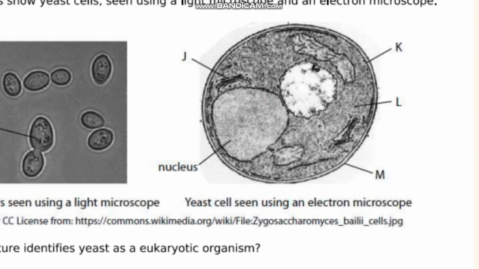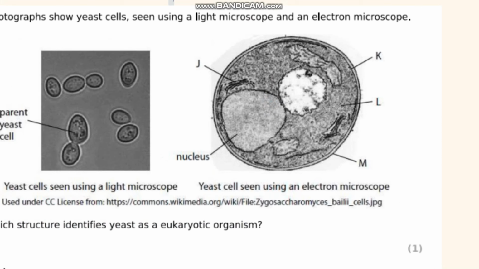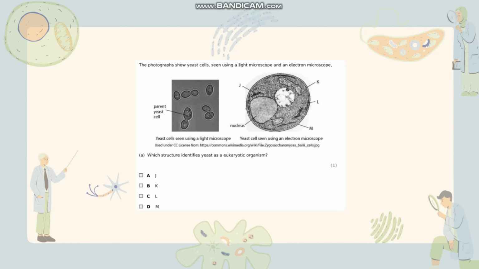So we have a nucleus, we have J. J is curved sacs, but they're not decreasing in size, and it's next to the nucleus, so it's RER. We have K, which is cell membrane, which is present in all cells. We have L. L is cytoplasm, so that is also present in all cells. And we have M. M seems cell wall, but cell wall is also present in bacteria. So our answer should be J. J tells us that it's a eukaryotic organism.